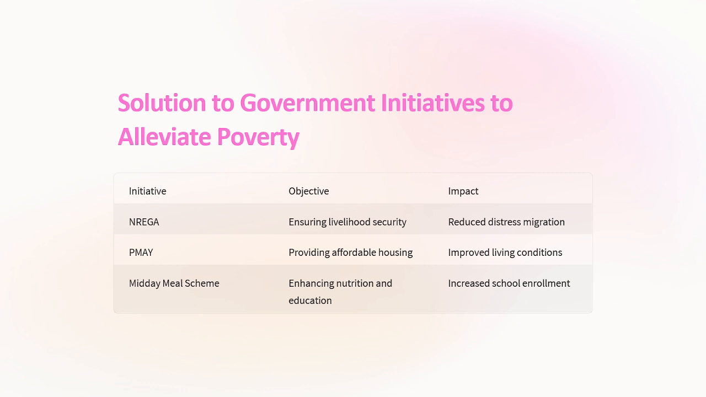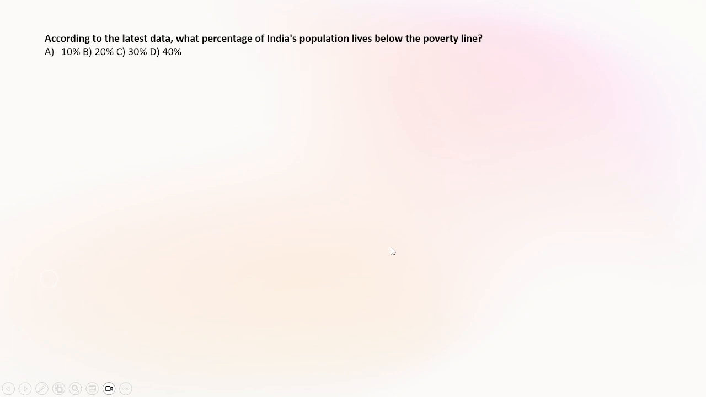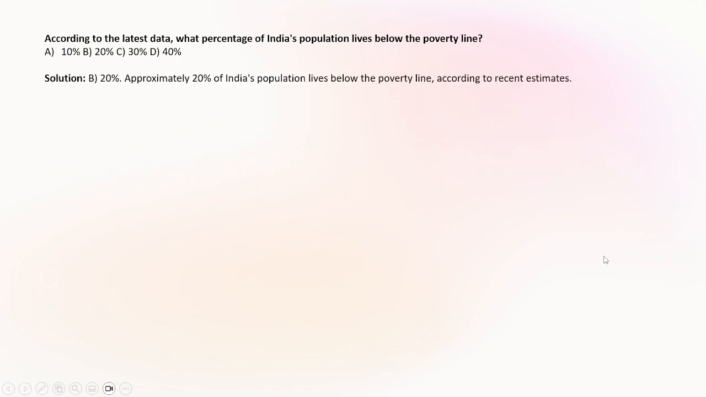Now, what are the solutions to government initiatives to alleviate the poverty? We've already discussed MGNREGA and what it will impact, reduce distress migration. Then this one, Awas Yojana, where it will improve the living conditions, midday meal scheme, increase school enrollment. Now, some questions related to this. According to the latest data, what percentage of India's population lives below the poverty line? Around 20% of India's population lives below the poverty line, according to the recent estimates.